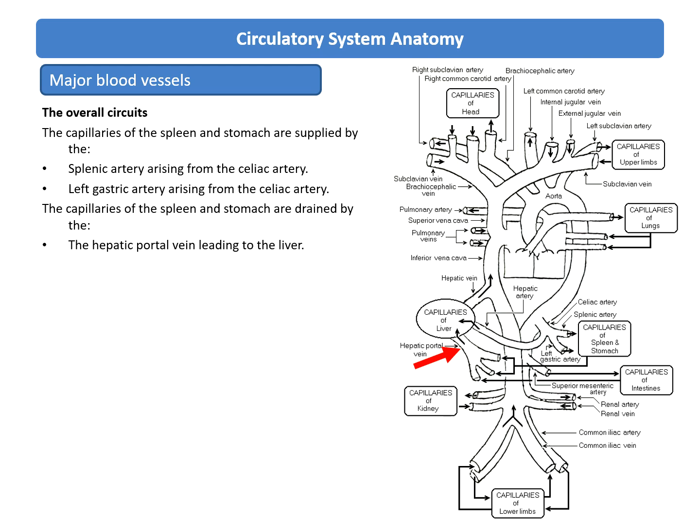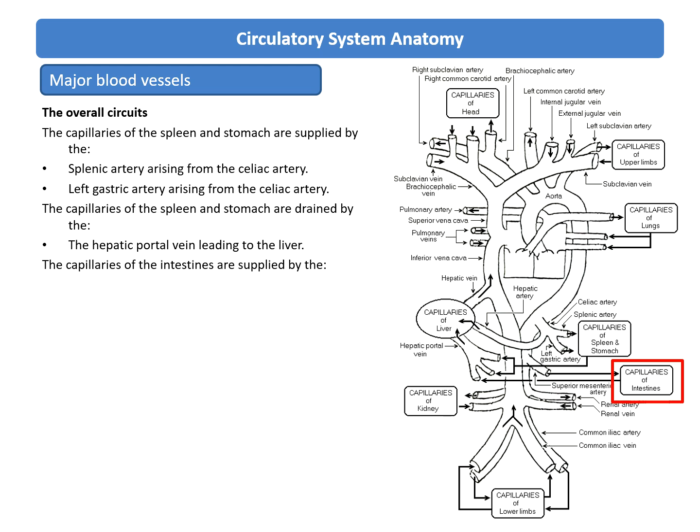You may remember we had reference to another portal vein several units ago in the endocrine system. The hypophyseal portal vein transmits blood from a bed of capillaries in the hypothalamus to a bed of capillaries in the anterior pituitary.